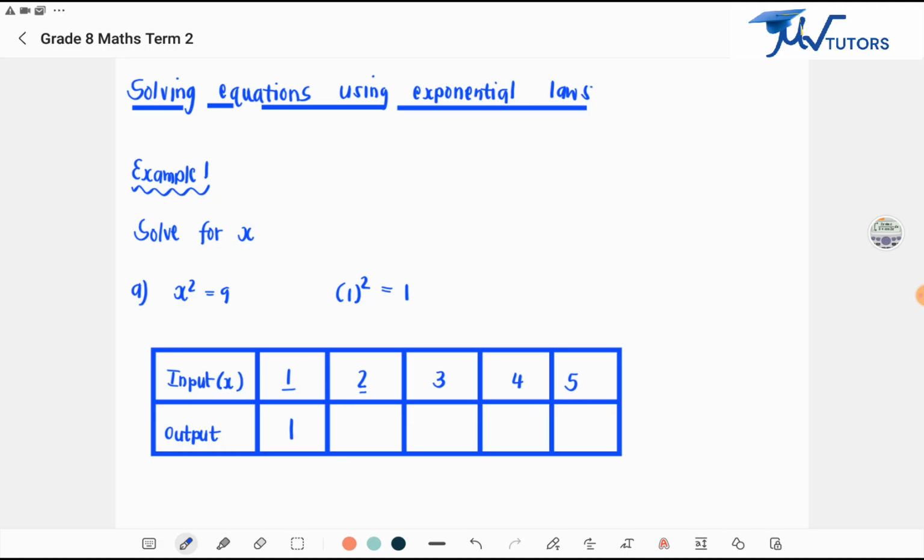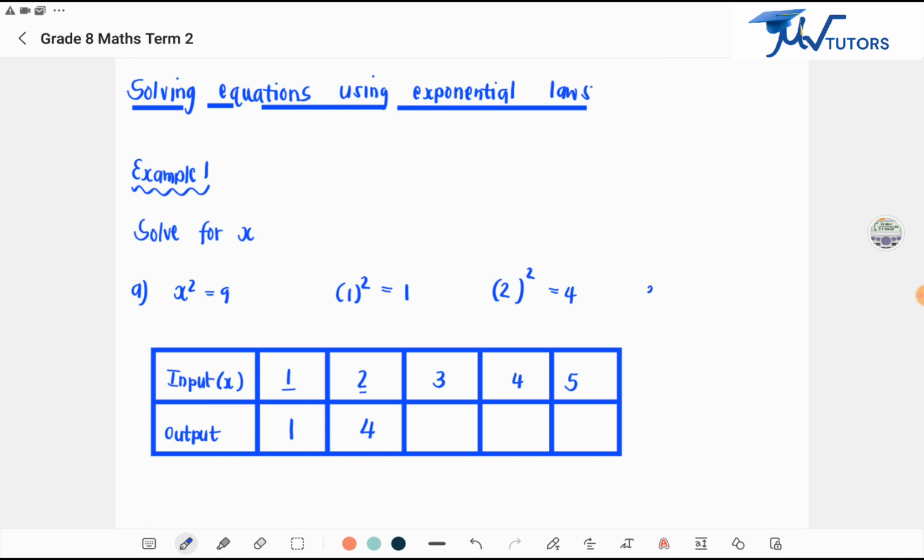What if we put 2 in the place of x and we squared it? 2 to the power 2 just means that we are saying 2 times 2, and that would give us an output of 4. Do we have 9 yet? No, not yet.